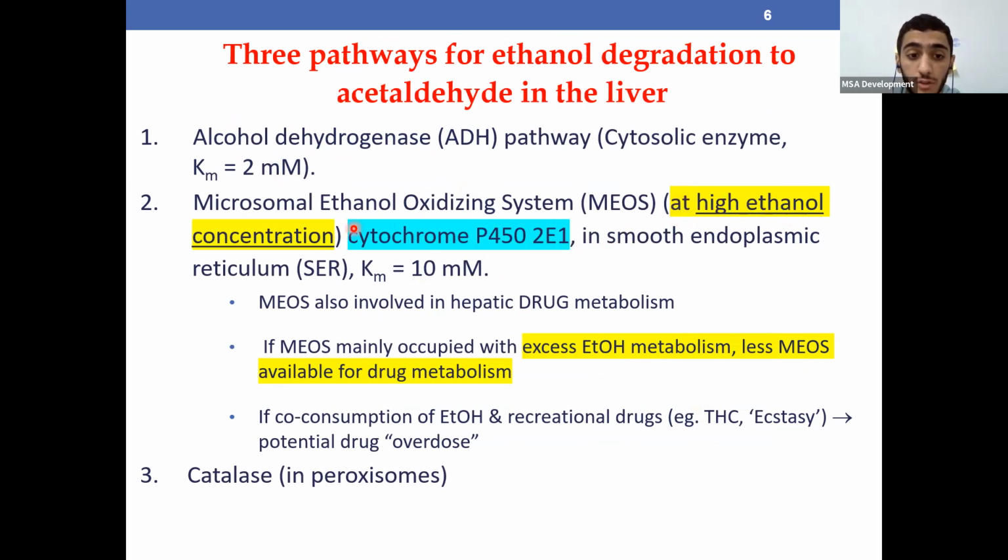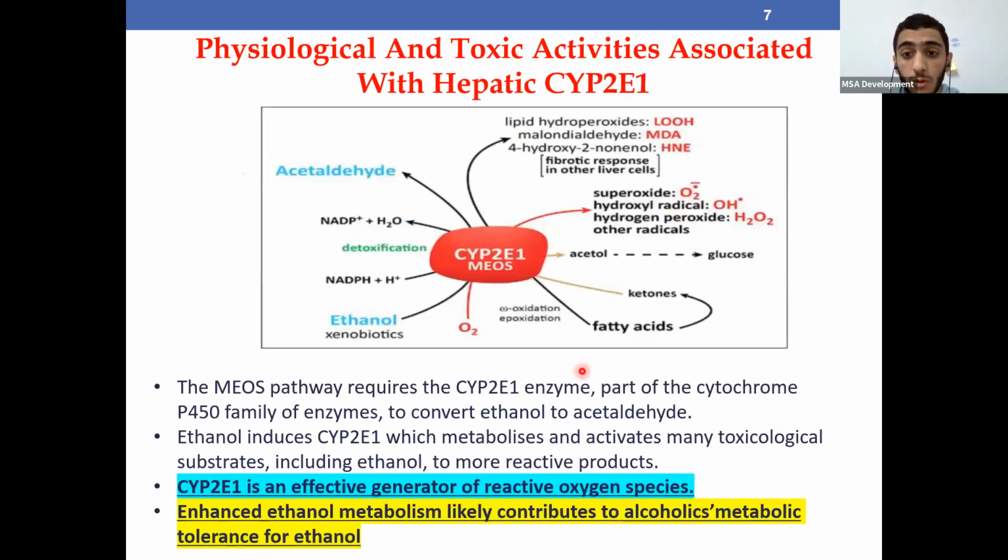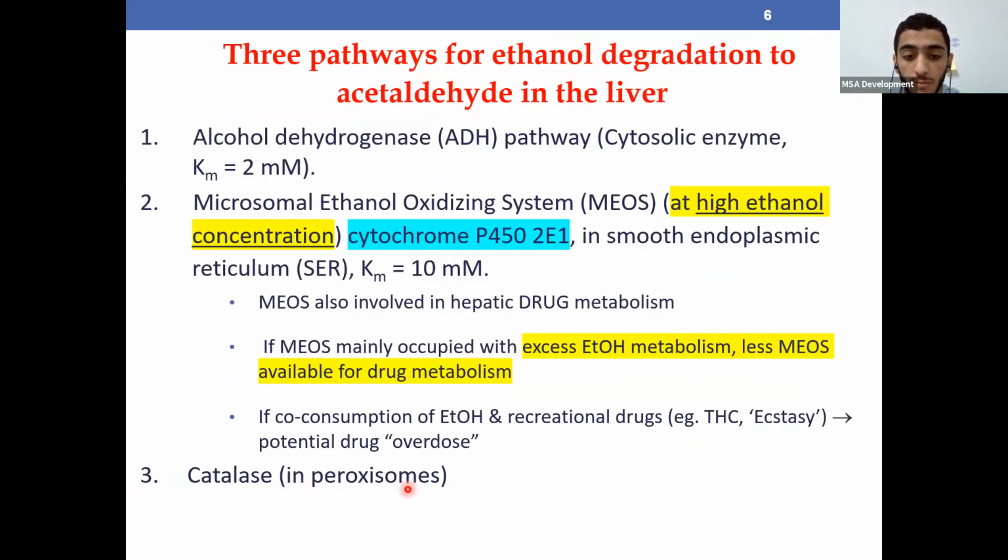which is only activated at high alcohol concentrations. And then the last pathway, which is not really focused on, is catalase, which takes place in the peroxisomes. Catalases are enzymes usually used to break down superoxide free radicals. That's where we use the catalase enzyme in peroxisomes.